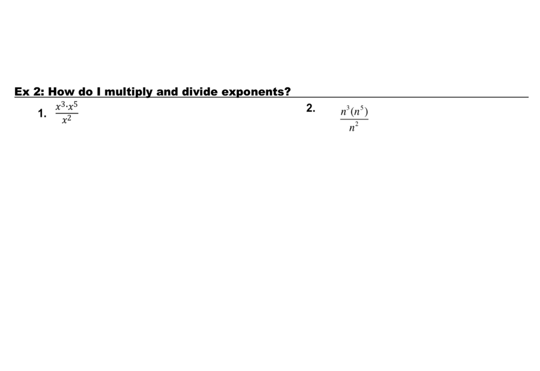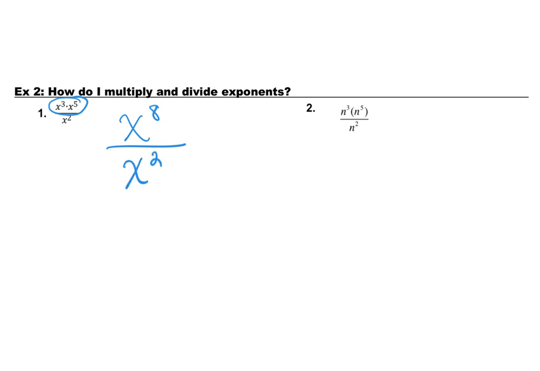All right, example number 2, how do I multiply and divide exponents? So now we're going to apply everything that we have just learned about multiplication and division. If you have x to the third times x to the fifth divided by x squared, we are just going to multiply on the top, and we'll have x to the eighth, because we will have added those exponents together, divided by x squared.